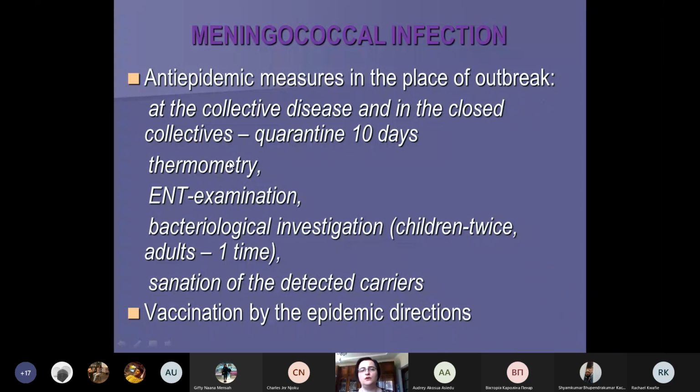Anti-epidemic measures in the place of outbreak: at collective disease and in closed collectives, quarantine 10 days, and each day you have to do thermometry, ENT examination, bacteriological investigation, children twice and adults just 1 time. Sanation of detected carriers. Vaccination by epidemic indications. And now in some countries, vaccination against meningococcal infection is included in immunization schedules. But in Ukraine, still not present.